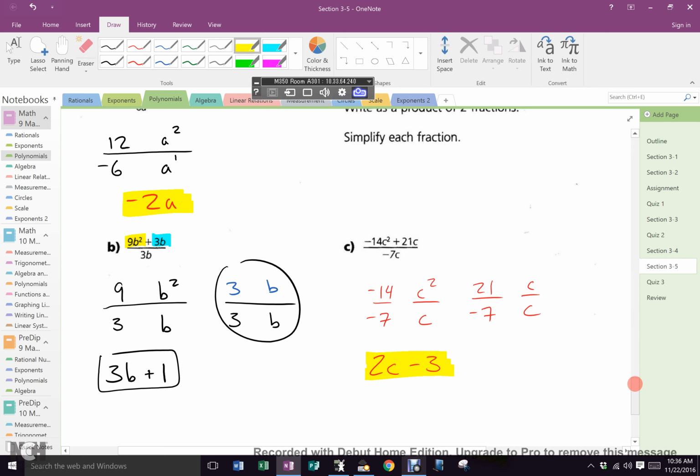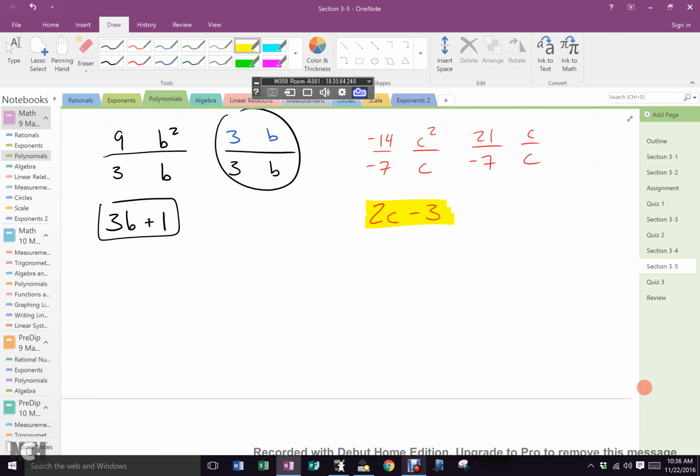Now, you ready for the grade 10 question? No, that wasn't grade 10. I'm about to give you a grade 10 question. You ready for it? All right. 18 x cubed y to the 4th plus 16 x squared y squared, divided by 2xy. But it isn't, is it?